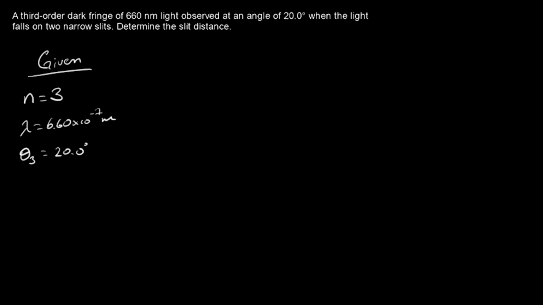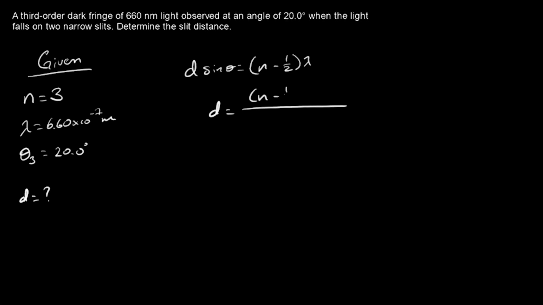If we look back at the equations we had before, we need to find something that has theta, lambda, and an N value, solving for the slit width, which is d. So the slit distance is what we're looking for. We're going to pull out d sine theta equals n minus a half times lambda. If we rearrange this to solve for our slit width, we have n minus a half times lambda over sine theta. And now we can start to substitute values.